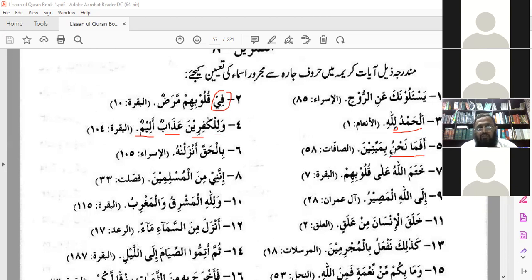Okay, come to this sentence. But remember, this is your practice. Remember the structure, the syntax of the sentence, and how we are going to make tarkeeb. It's known as tarkeeb.